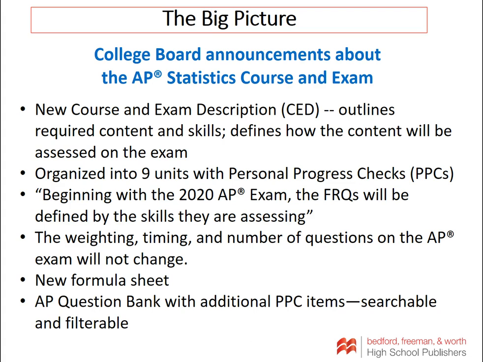Another resource provided by College Board is an AP question bank with released exam items from prior years and additional personal progress check items that have been written for the 9 units. All of these items are searchable and filterable using the Understanding by Design structure of the new course framework.